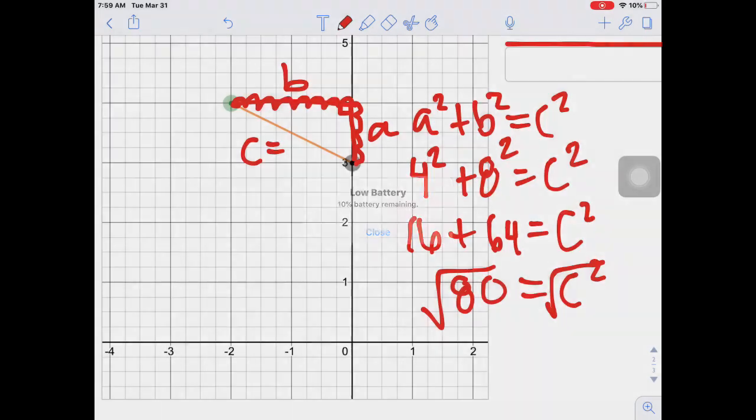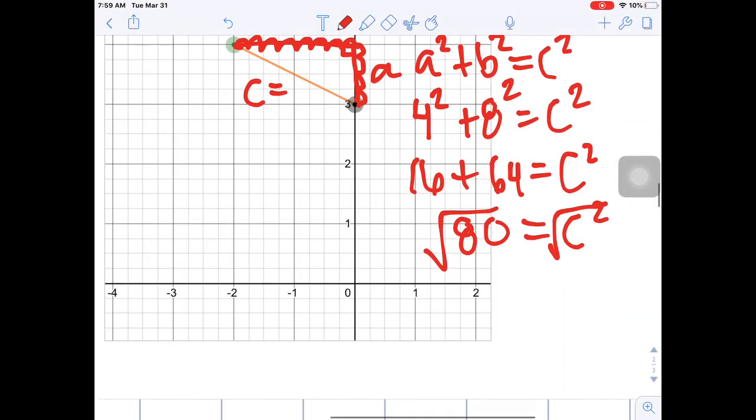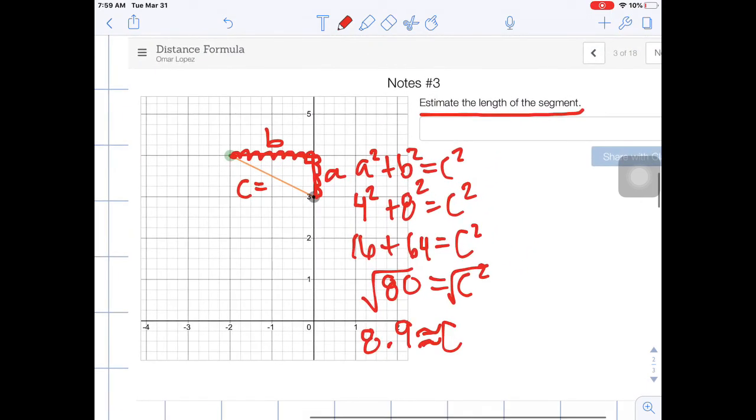So we have to square root both sides of the equation. So c is the square root of 80. The closest square root is 81, and that's 9. So c must be 8.9 approximately. In this case, I would use the approximation symbol. So that's how you can estimate a segment. You use right triangles. You find the distance by using right triangles. So the approximate length is 8.9.